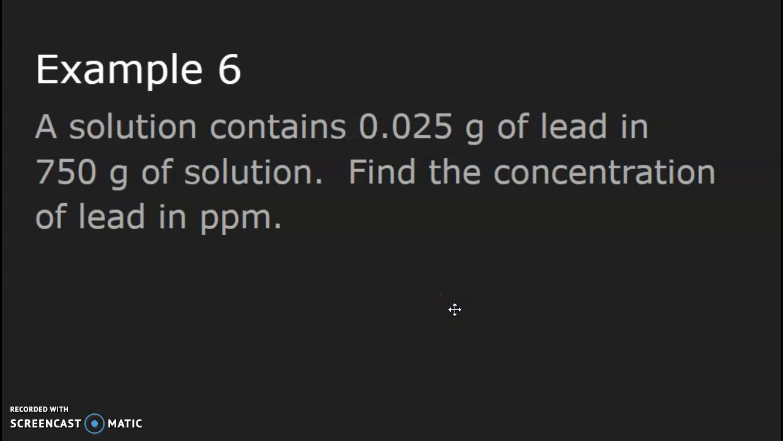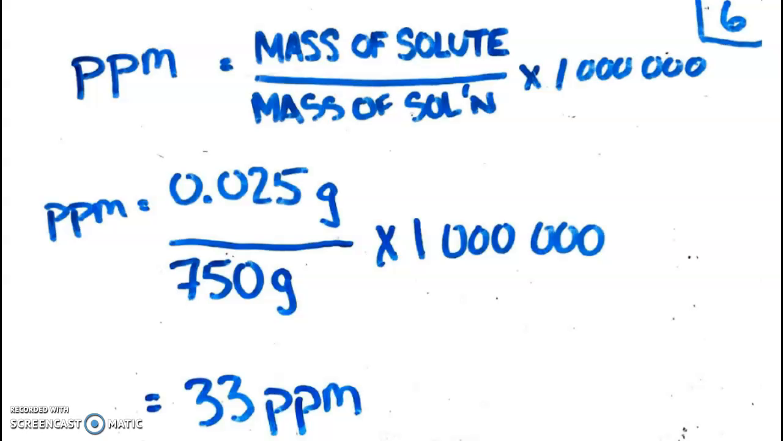So for example number 6, a solution contains 0.025 grams of lead in 750 grams of solution. Find the concentration of lead in parts per million. So back to my whiteboard here, parts per million is the mass of solute divided by the mass of solution times 1 million. The parts per million then is 0.025 grams of lead, that's the amount of solute, divided by 750 grams of solution total times 1 million. 0.025 divided by 750 gives us a really small number because when we multiply it by a million, we get 33 parts per million. And that's our concentration here done in parts per million.